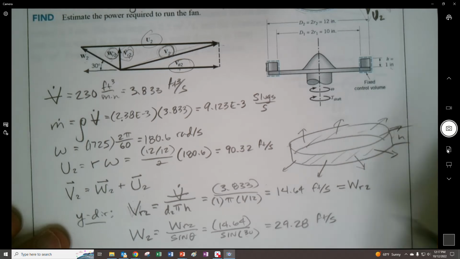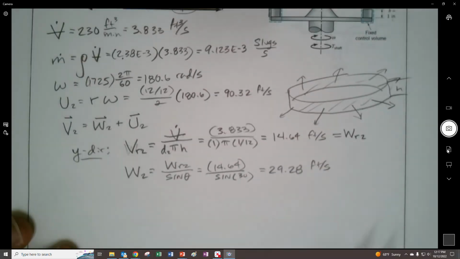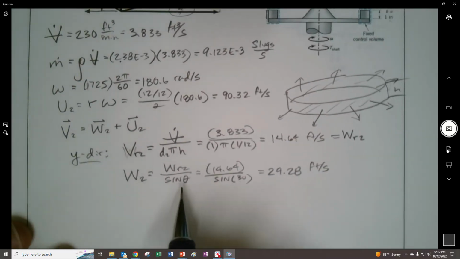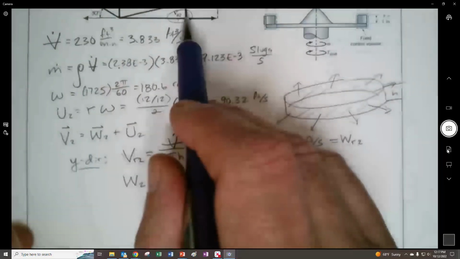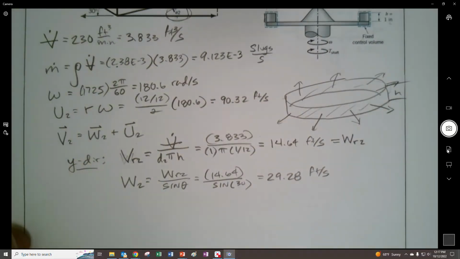That makes sense. And now continuing back to our velocity triangle up there, if you want to now get what this is going to be equal to, we can take the x direction.